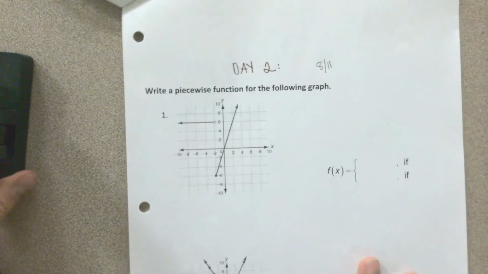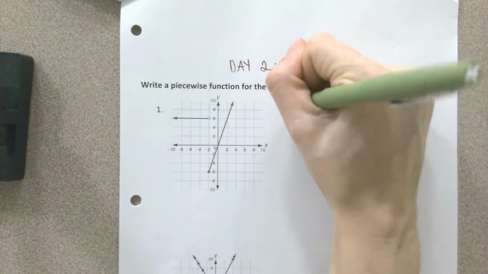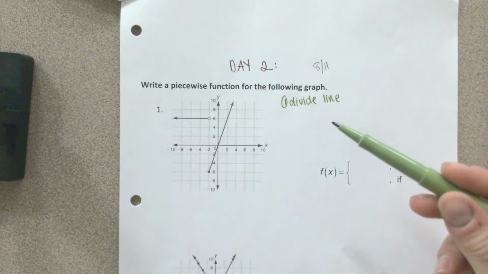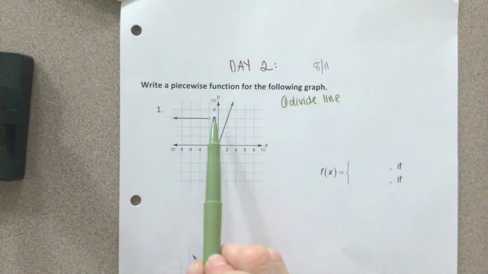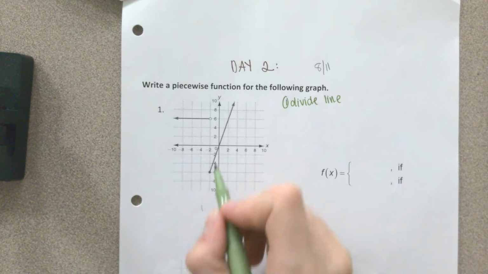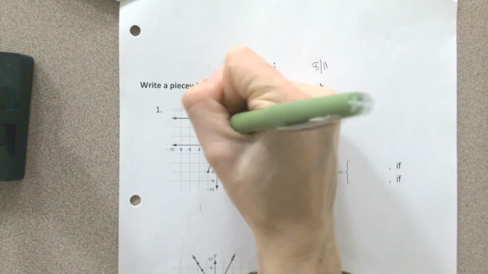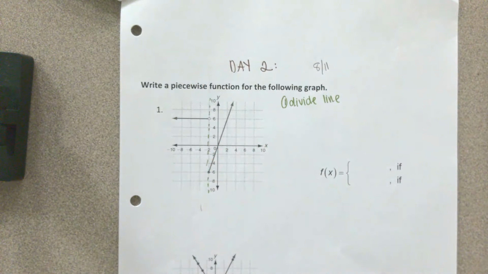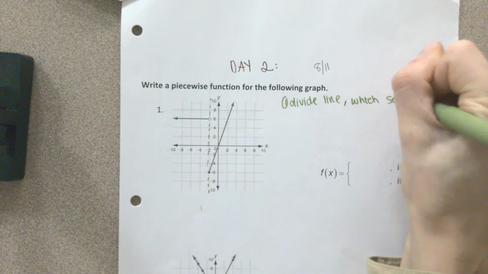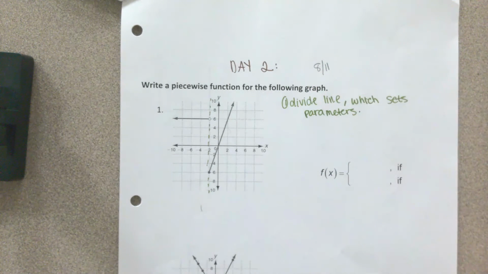Anyways, so I want to find my divide line. Okay, so that line is going to be where one function stops and another function starts. Okay, so at -2, we have one function stopping and one function starting. So that is going to be my divide line, which sets parameters.